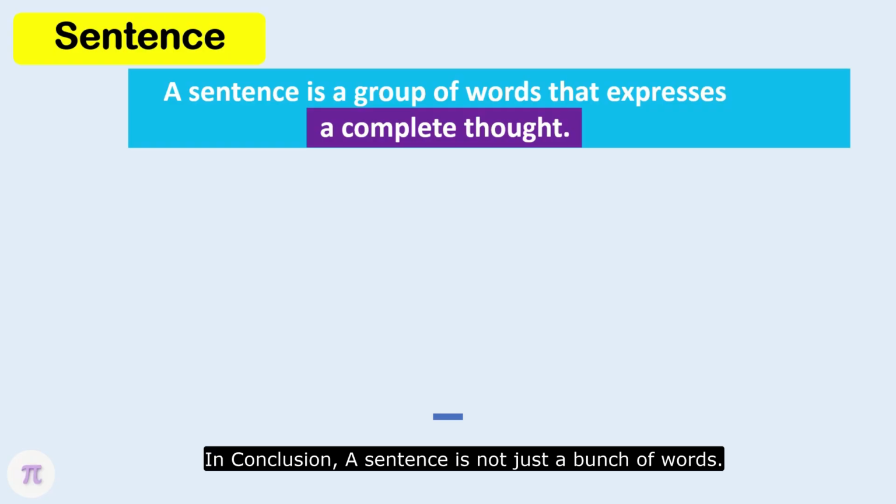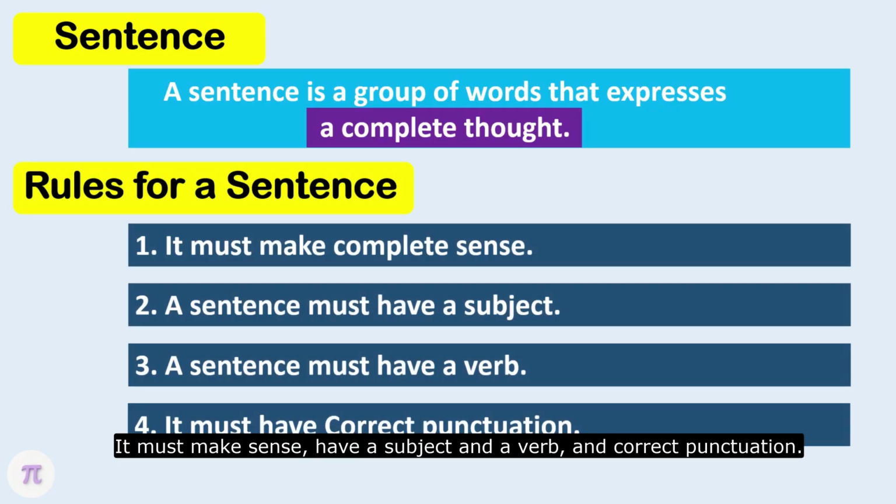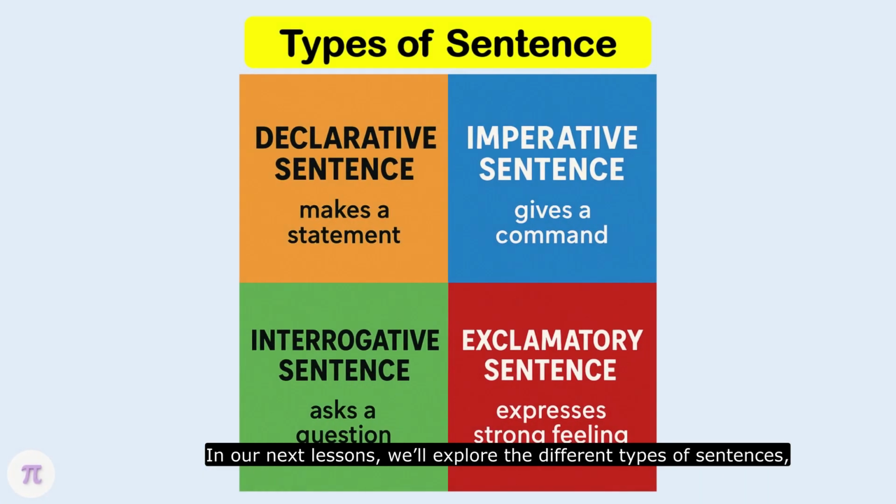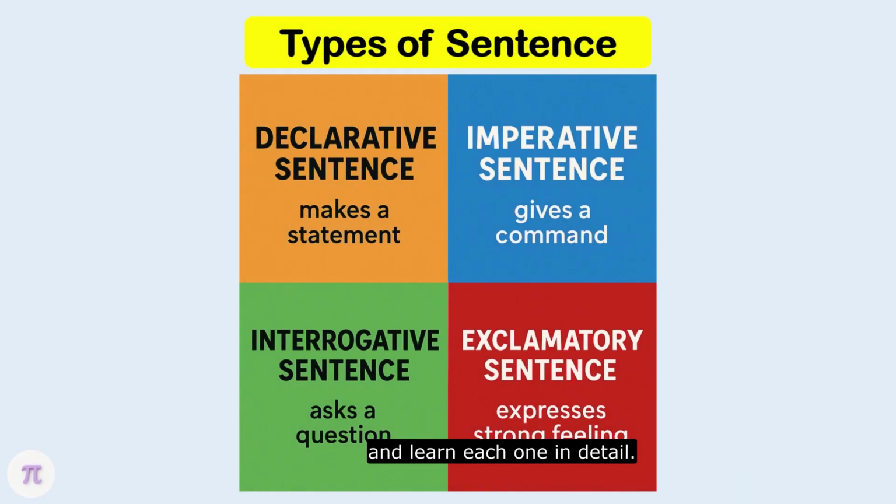In conclusion, a sentence is not just a bunch of words. It must make sense, have a subject and a verb, and correct punctuation. In our next lessons, we'll explore the different types of sentences and learn each one in detail.